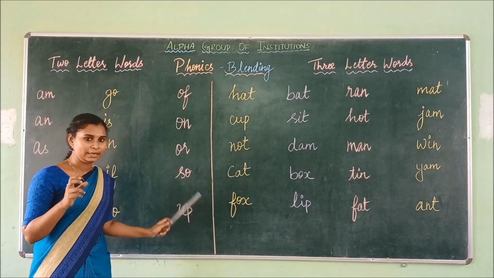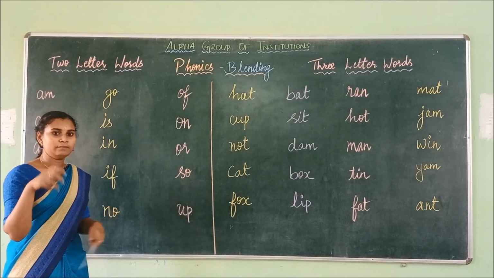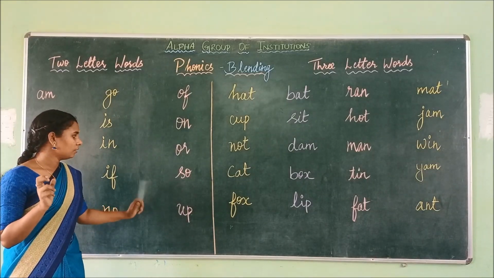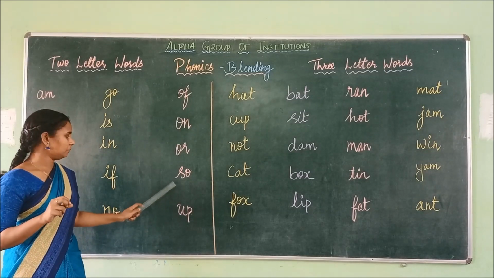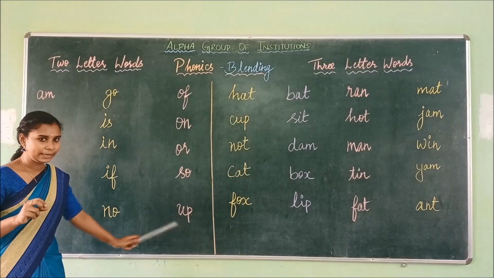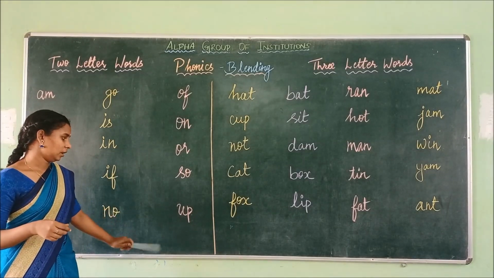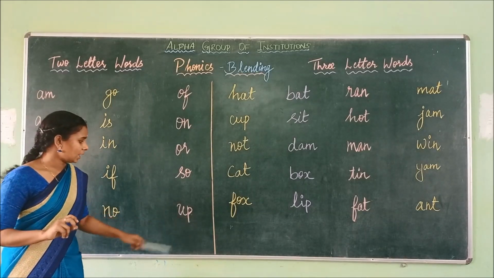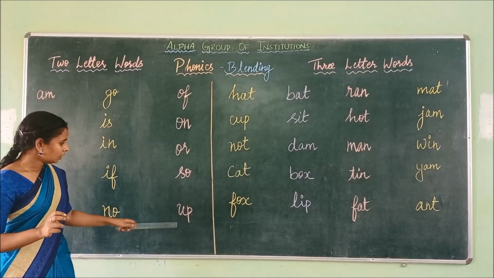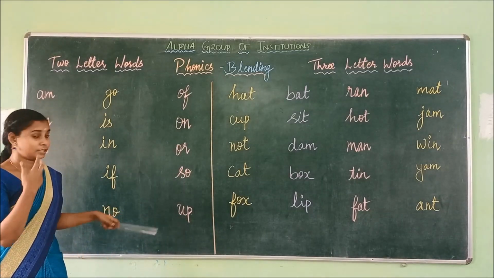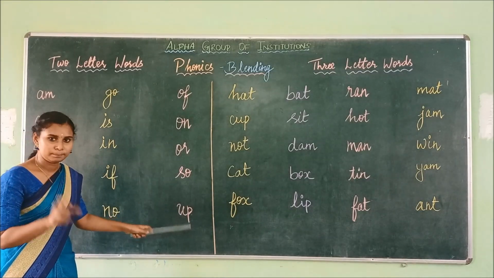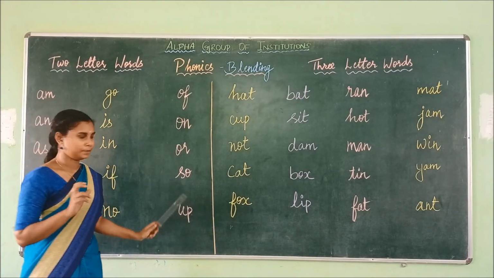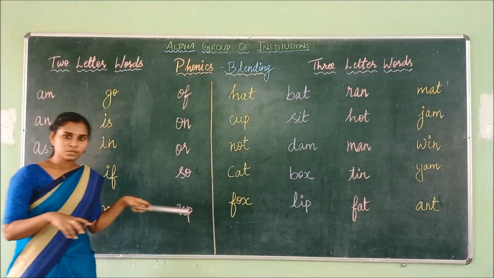When you read it by letter, we have to read it as S, O. And when you read it by the sound, we have to read it as S, O. When you combine it, it becomes so. So, next, U, P. The sound of U is U, and the sound of P is P. When you combine the sounds of these two letters, you get up. So, okay, these are the two letter words.